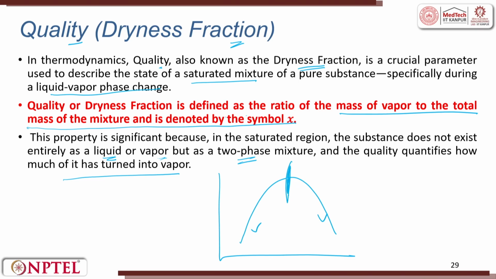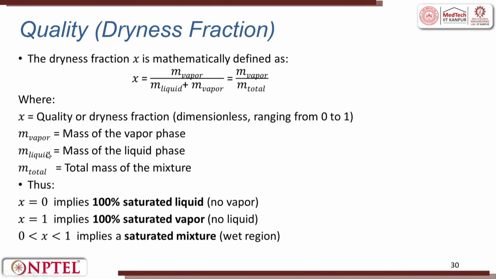Critical point, it changes, right? Close to this region you can keep. And in real time, you will never have a clear distinct point, it is very difficult. You will have a small range. So, this is very important. Quality or dryness fraction is defined as the ratio of the mass of vapor to the mass of the mixture.